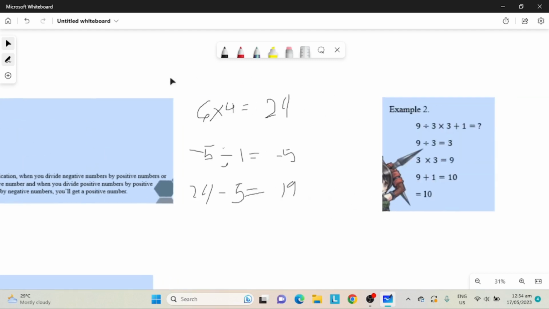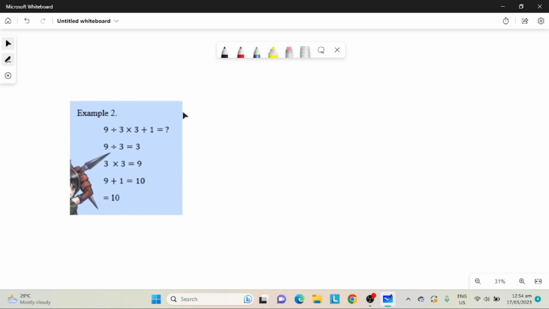Now, let's move on to example number 2. We have this kind of equation. Take note, if both sides can be divided, always do the first term and then the second term. Always do the first term before you do the second term.